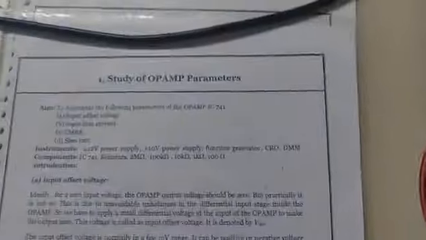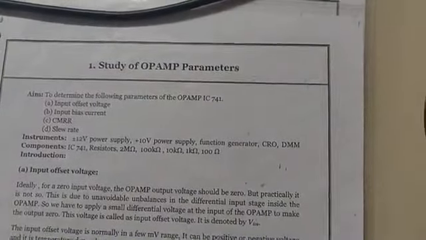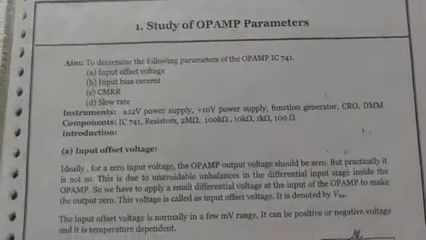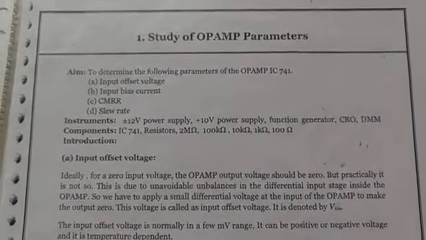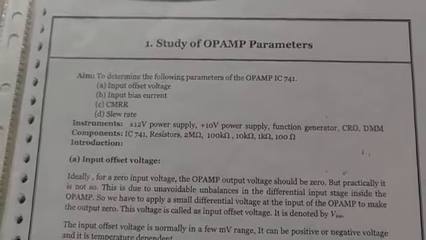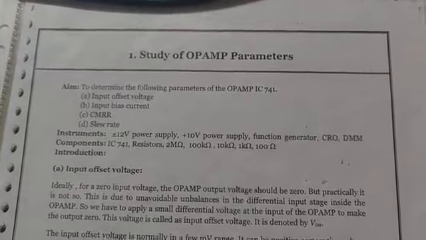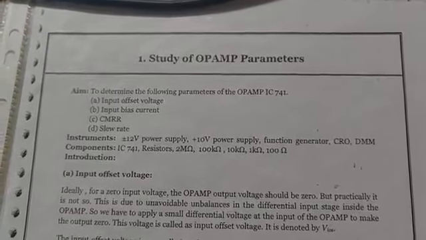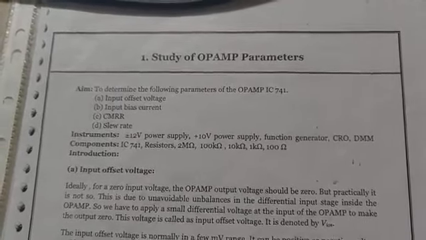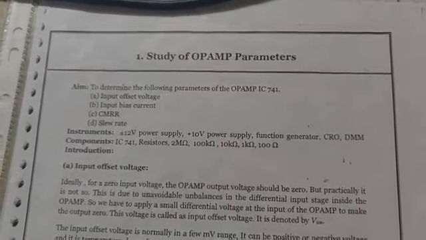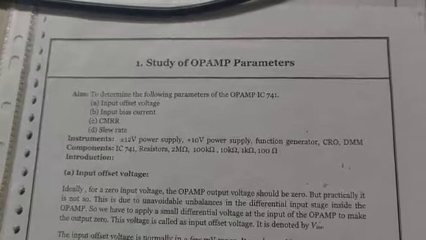Dear friends, we are going to study about op-amp parameters. Here basically we are going to study about 4 different parameters. One of the parameters is input offset voltage. Second one is input bias current. Third one is CMRR, which is called common mode rejection ratio. And fourth one is the slew rate.